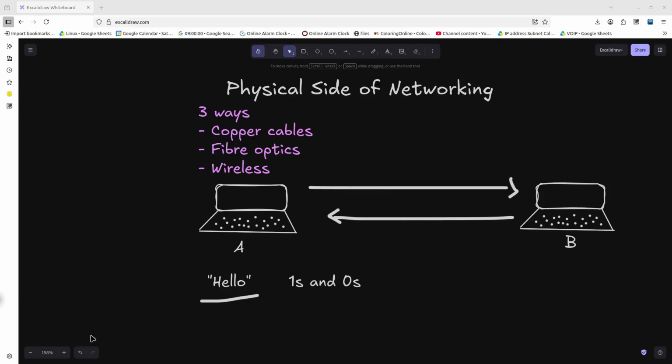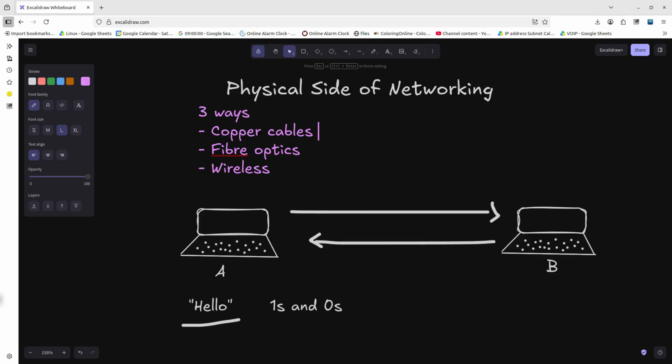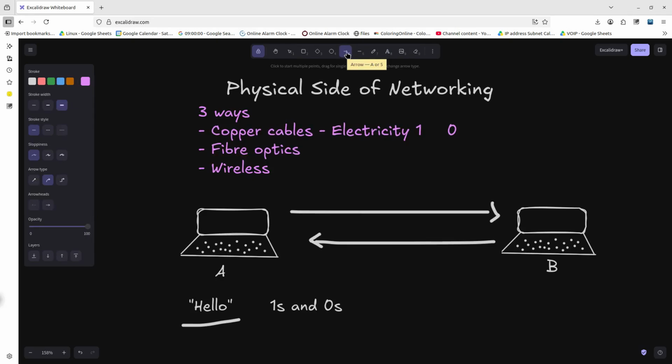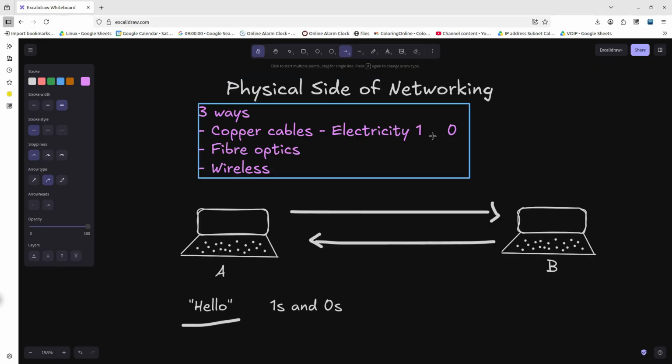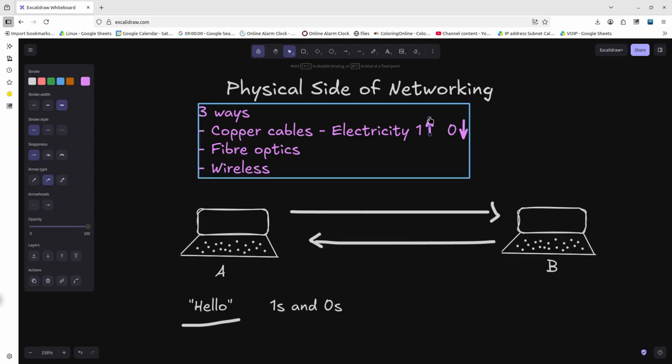Let me just adjust the screen. So basically what copper cables do is that they use electricity. And what do I mean by that? They convert these ones and zeros into electrical signals. For example, take the examples of ones and zeros. When copper cables are converting ones and zeros into electric signals, the voltage for ones will go up and the voltage for zero will go down. Make sense? Yeah. So this is copper.